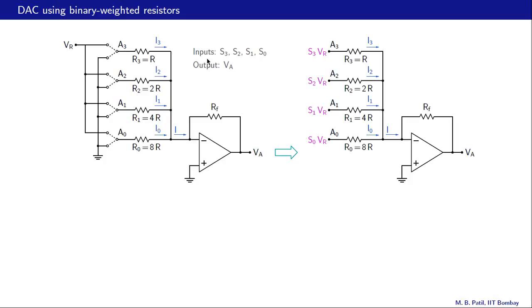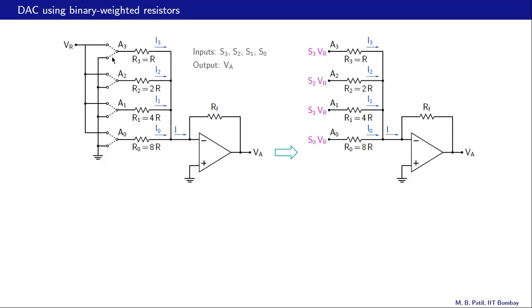The inputs are S3, S2, S1, S0. So S3 can be 0 or 1, S2 can be 0 or 1, and so on. The output is VA, the output of this op amp here. We have 4 switches here, which are controlled by the input bits S3, S2, S1, S0. This switch, for example, is controlled by S3.